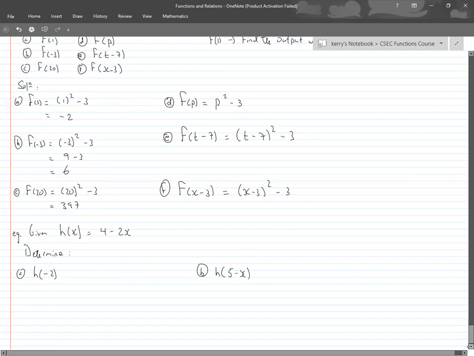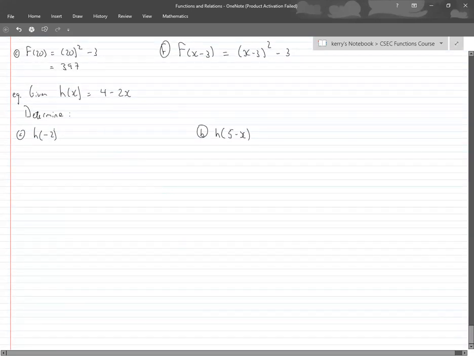Right, so let's see what's going on here now. Again, whatever is in the brackets, that is what you are replacing x with. So for this one here, what is in the brackets is negative 2. So you replace x with negative 2. So this gives us 4 minus 2 times negative 2. Be very careful with your negatives. 2 times negative 2 is negative 4. So this becomes minus negative 4, which is plus 4. So this gives us 8. So again, when the input is negative 2, the output is 8.